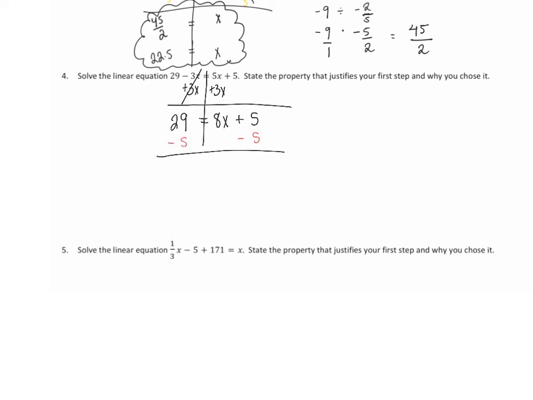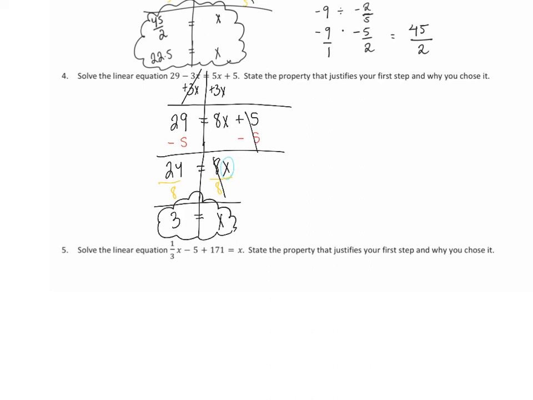Take away 5 from both sides. Sorry, my 5s look like s's. 29 take away 5 is 24. So 24 equals 8x. Trying to get this x by itself. Right now it's being multiplied by 8, so I will divide by 8, divide by 8. This side it cancels, I'm left with x. This side, 8 goes into 24 exactly 3 times. So that is my answer.